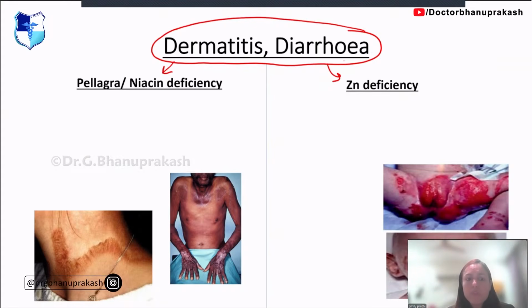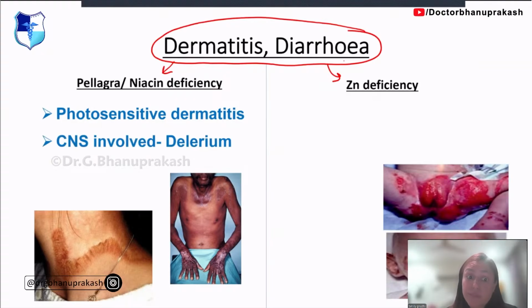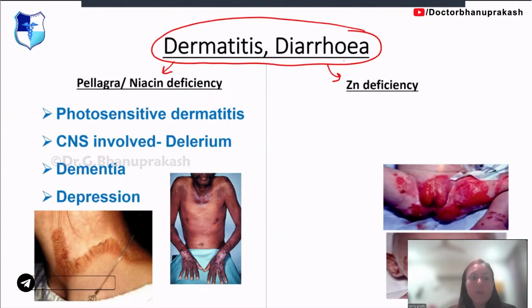Okay. So in case of pellagra, I have shown the picture of Casal's necklace. That is so very specific, right? Now there is photosensitive dermatitis. CNS is involved with delirium, dementia, and depression, right? I told you. So one point is CNS involved and one point is especially photosensitive dermatitis is there.